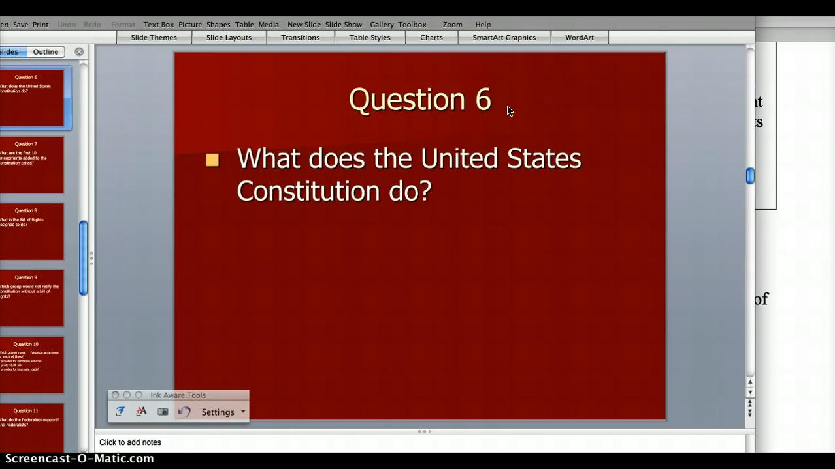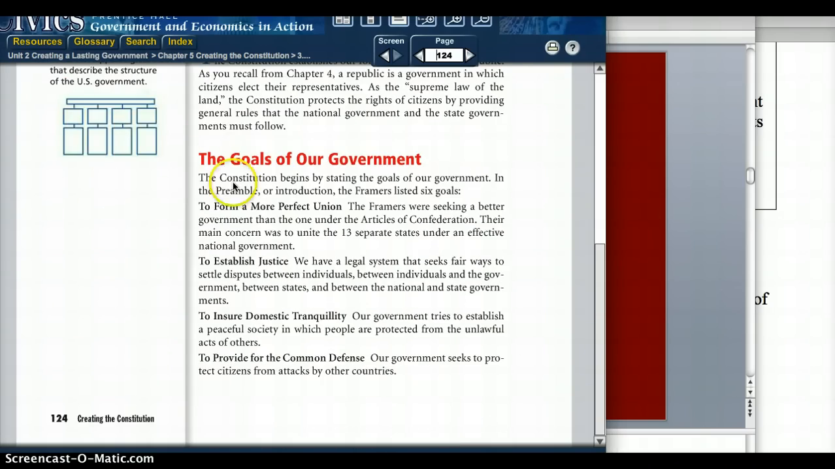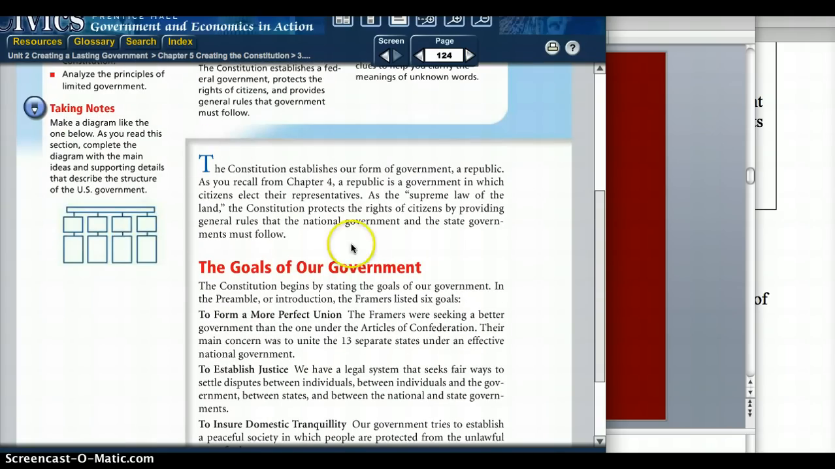Question 6, what does the U.S. Constitution do? So we're going to go again back to our textbook. And here on page 124, it explains the goals of our government and what the Constitution does. So you really want to pay close attention to this paragraph here. And it says, "As the supreme law of the land, the Constitution protects the rights of citizens by providing general rules that the national government and the state governments must follow." So simply, the Constitution is our plan for government. How will the government work? It's in the Constitution.